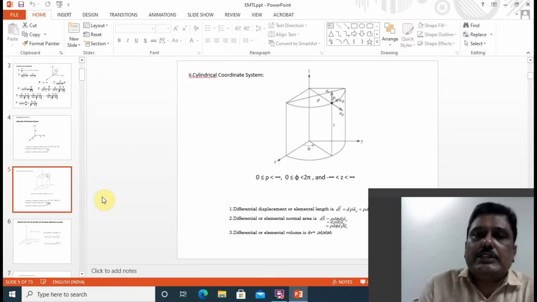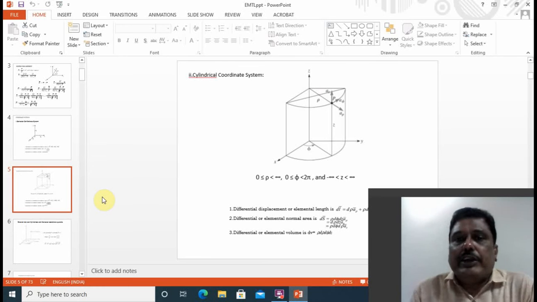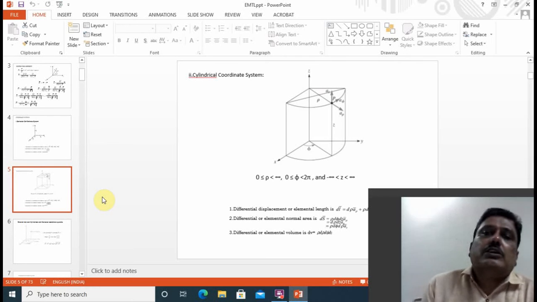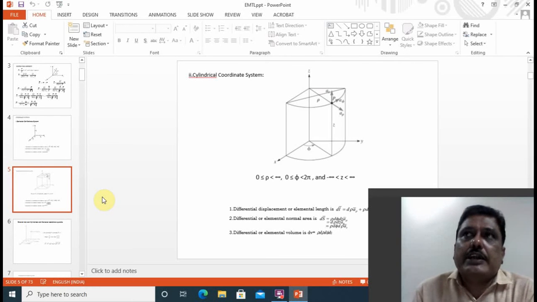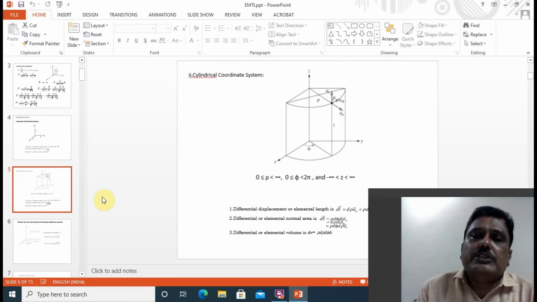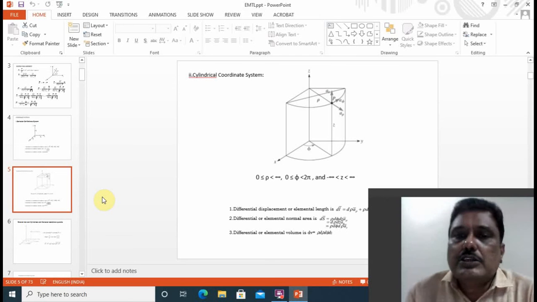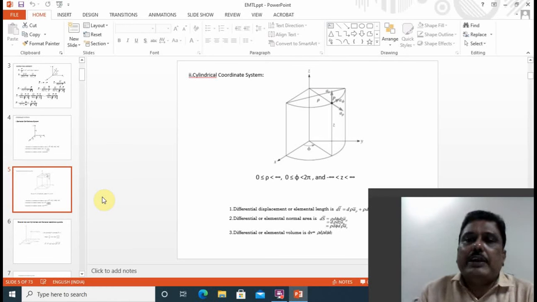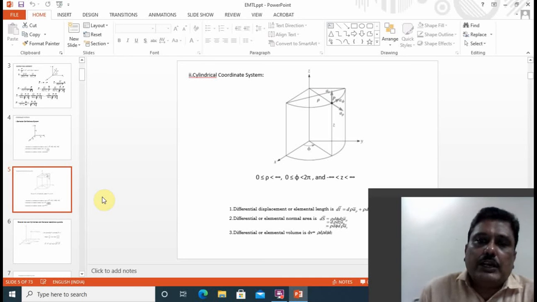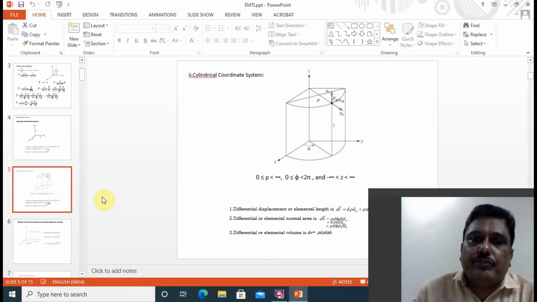And here the rho axis is a straight line, the z axis is also a straight line, whereas the phi axis is an angular axis. Since the rho axis is a straight line, the elemental length along rho is d rho, and the elemental length along the z axis is dz. Since the phi axis is an angular axis, to find the elemental length along the phi axis, we need to take a small part along the curve. The small part of the curve may be almost equal to a straight line.